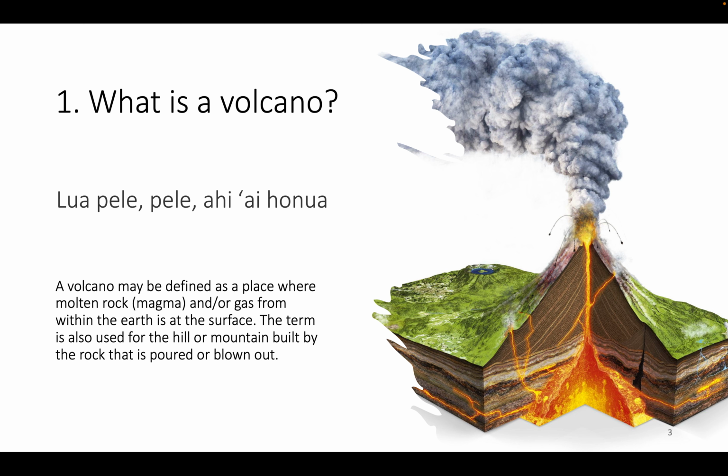A volcano may also be defined as a place where molten rock or magma and or gas from within the earth is at the surface. The term is also used for the hill or mountain built by the rock that is poured or blown out.